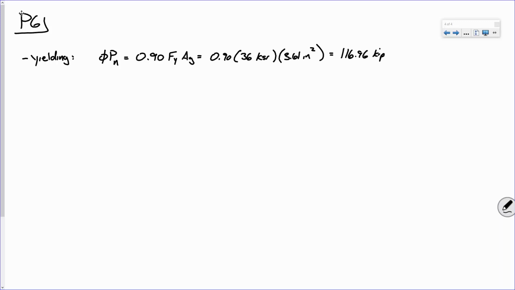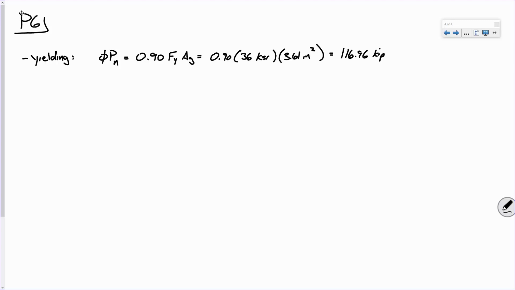Now, here's what's going to happen before we move any further. Here's the yielding capacity. We're going to calculate a fracture capacity here in a second. Now, whatever value we get, the lowest value is going to govern. In other words, if I take this angle and I'm yanking on it, I'm trying to figure out how it's going to fail. It's either going to fail by yielding first or by fracture first, and I determine that based on the lowest capacity. Does that make sense? Okay.